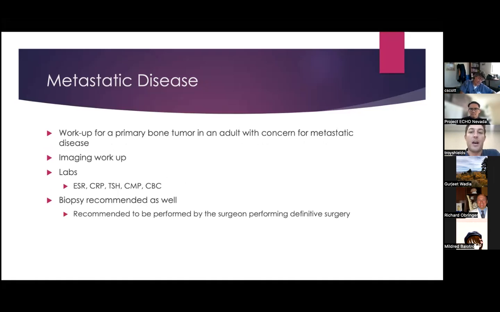Continuing on this, the imaging workup we talked about, labs are pretty essential: ESR, CRP, TSH, CMP, CBC, and then I forgot to put it on the slide, but in men, PSA is also a huge one to add on. So typically a biopsy is recommended as well. And then in general, anytime a biopsy is going to be performed, we typically try to get it to the surgeon that's going to do any definitive treatment for it as well. For metastatic disease, it can be performed at the time of surgery as well.